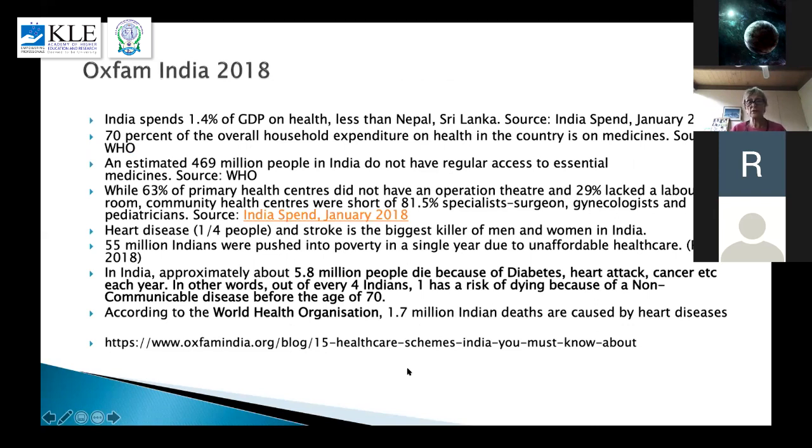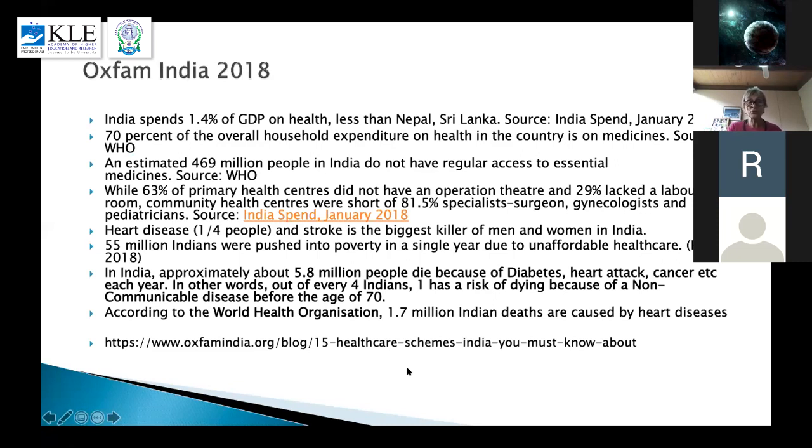But the amount of money spent, the GDP, so the overall money in India spent on health is less than some of the smaller countries around you. You need to advocate with the government about that. 70% of overall expenditure on health is on medicine. Now, we know that there are many other ways of dealing with health problems, other than using medicine. And we've seen the problems in the States with the dependency on opioids, which has become just an epidemic there, which is terrible.